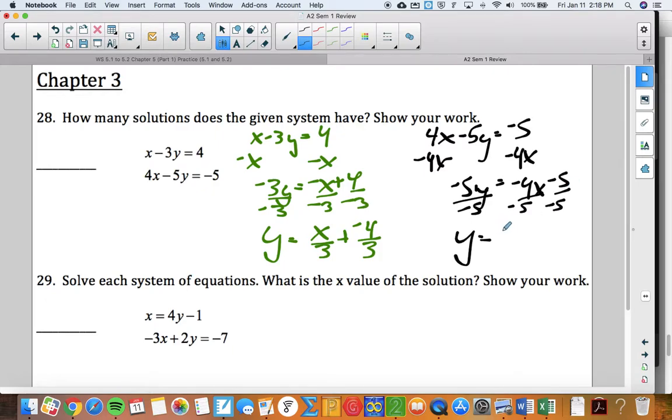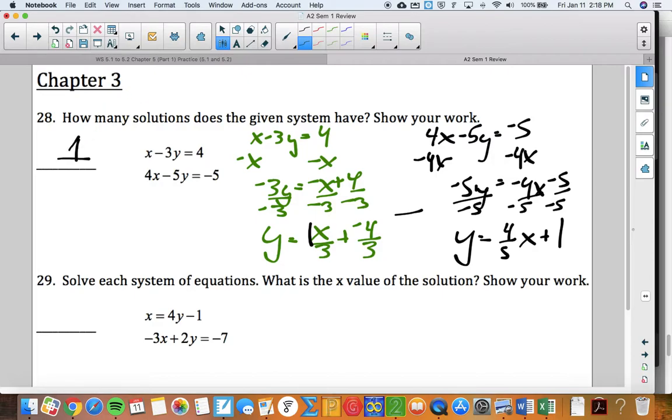So let's see if the slopes are the same, and if they are the same, then we have to think about, are they touching forever because their y-intercepts are the same, or are they never touching because their y-intercepts are different? Well, you know what, folks? Their slopes are not the same. So how many solutions do they have? Because their slopes are not the same, they will intersect at some point. So there is one solution.